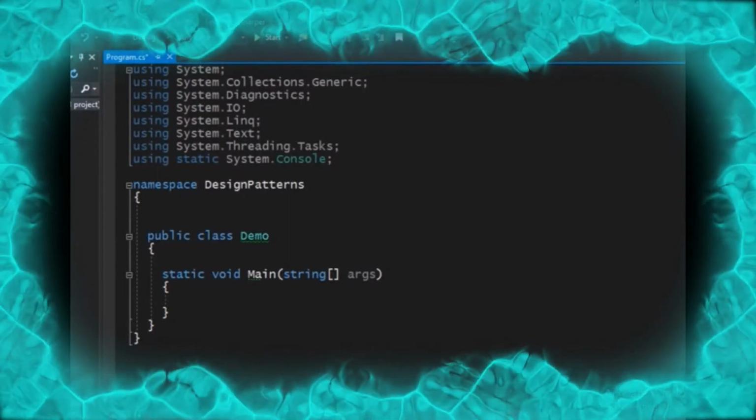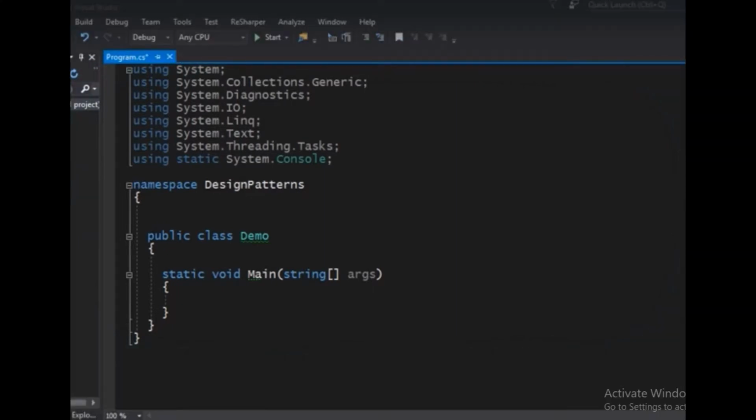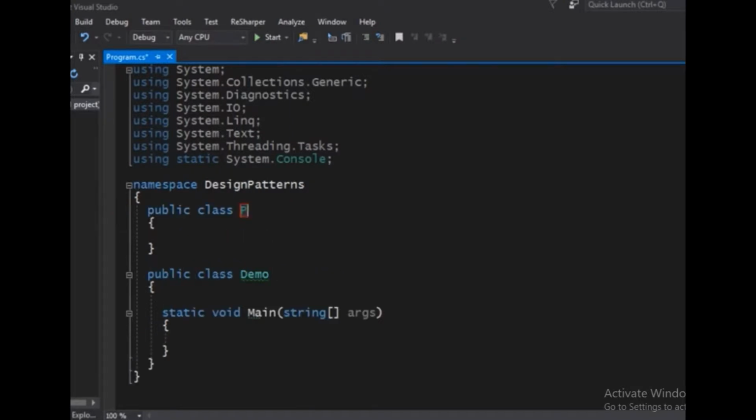One of the reasons why factories exist is because constructors are actually not that good, and we're going to see what the problem with constructors is. So let me give you a very simple example. Let's suppose I'm making a class which represents a point.